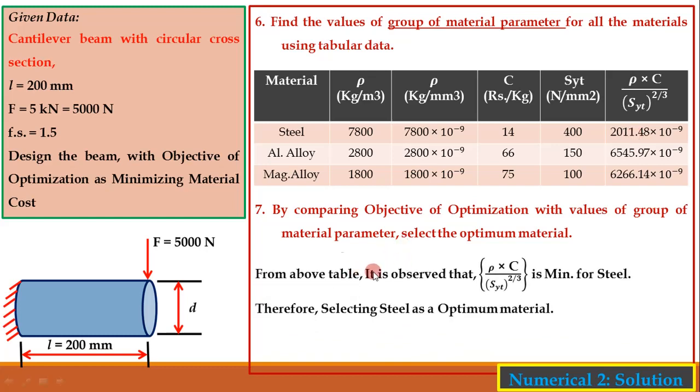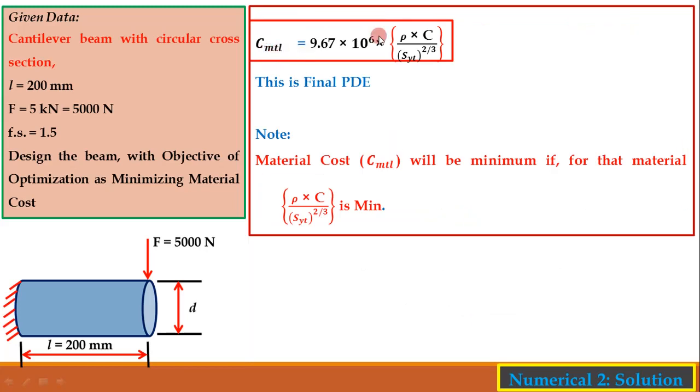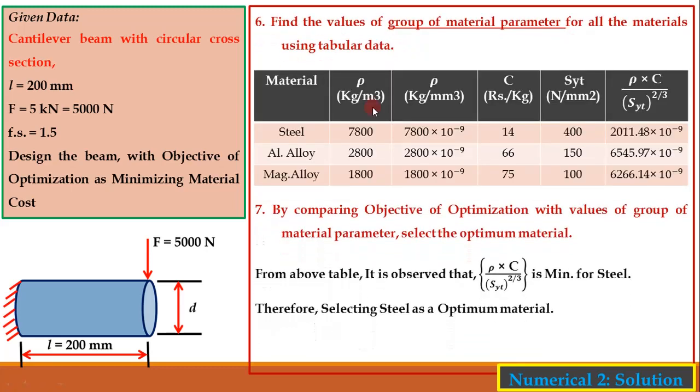So from the above table, it is observed that rho C upon SYT raised to 2 by 3 is minimum for steel, and therefore we select steel as the optimum material, because the cost of material directly depends on this group of parameter. So the material which has the lower value of this group of parameter is the best material for our problem. By referring to that equation, it is observed that this group of parameter value is minimum for steel, therefore selecting steel as the optimum material.